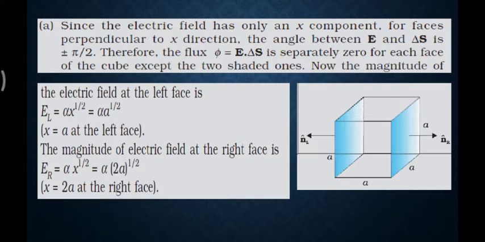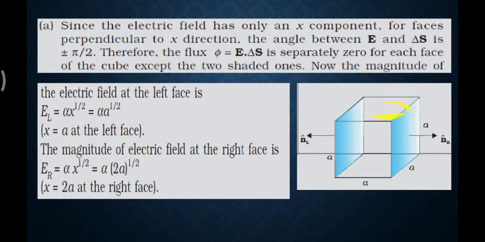Now for a more detailed study, since the electric field has only an x direction, the faces perpendicular to the x-axis matter. See, the electric field is this, and this is one face. I am explaining this example in very simple language. Any cube you have has 6 faces: this is 1, this is 2, this is 3, this is 4, and then the back one and the front one, that means 5th and 6th. These are the 6 faces.